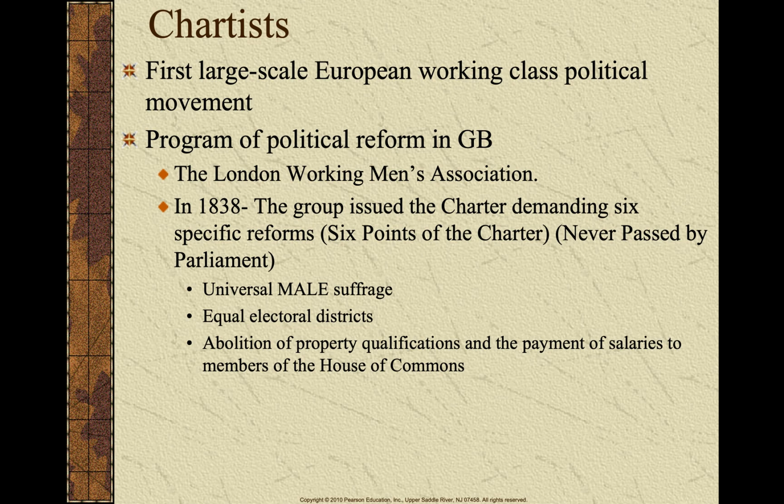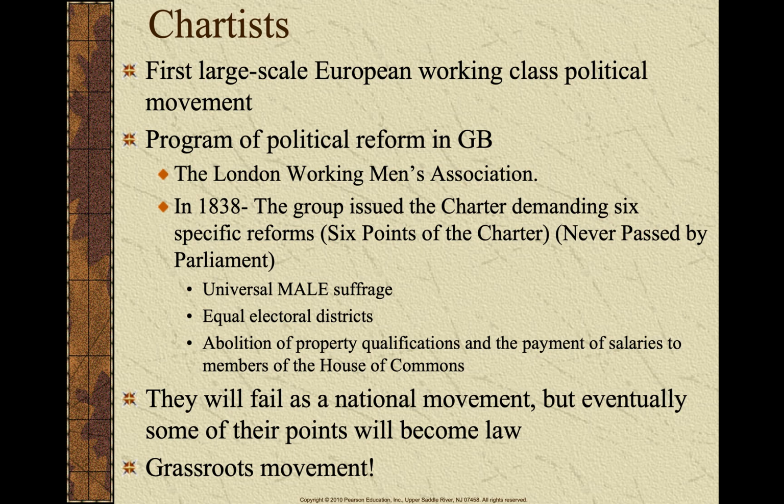They're going to call for universal male suffrage, equal electoral districts. So like, the workers' district has just as much of a say as another district. The abolition of property qualifications and the payment of salaries to members of the House of Commons, so you can have more representation within the House of Commons. And this is going to fail as a national movement. What's important with the Chartists is that some of their points are going to become law.